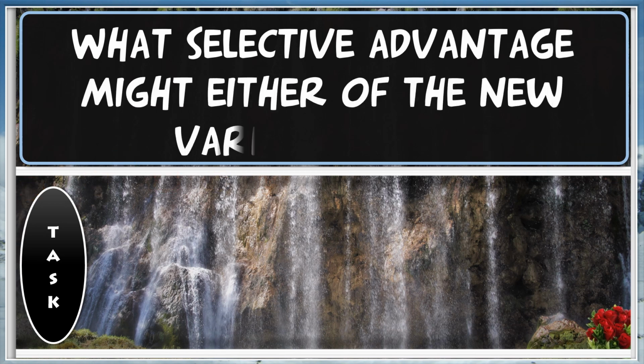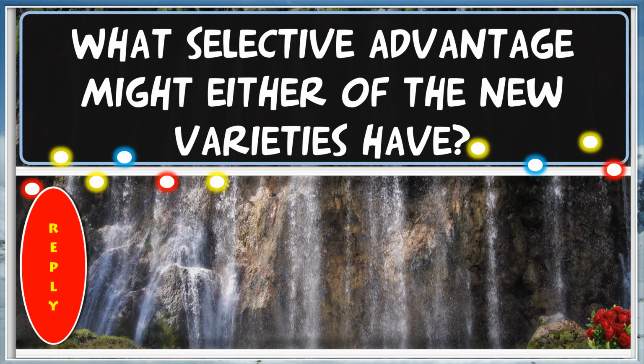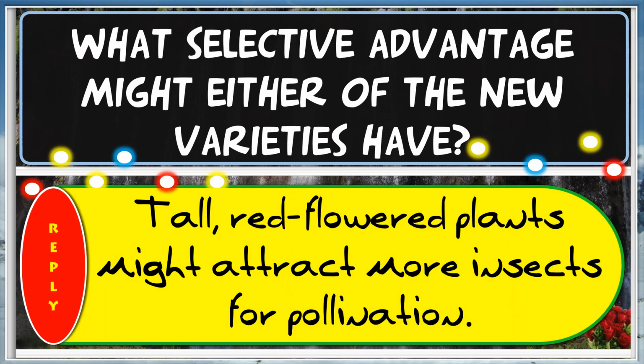What selective advantage might either of the new varieties have? Tall, red-flowered plants might attract more insects for pollination.